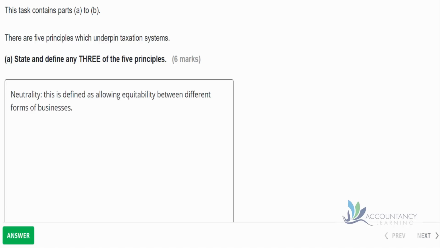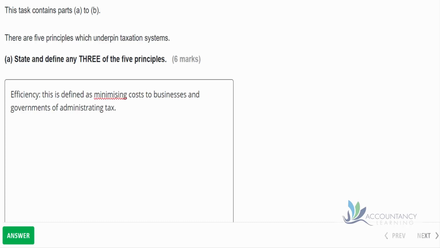So the first of the tax principles is that of neutrality. So this is defined as allowing equitability between different forms of businesses. So we want the tax system to be neutral so that if 2 similar businesses do their tax returns, they should pay similar amounts of tax, and that one business shouldn't have any favourable treatment over another business, or even one individual should not have any favourable treatment over another individual.